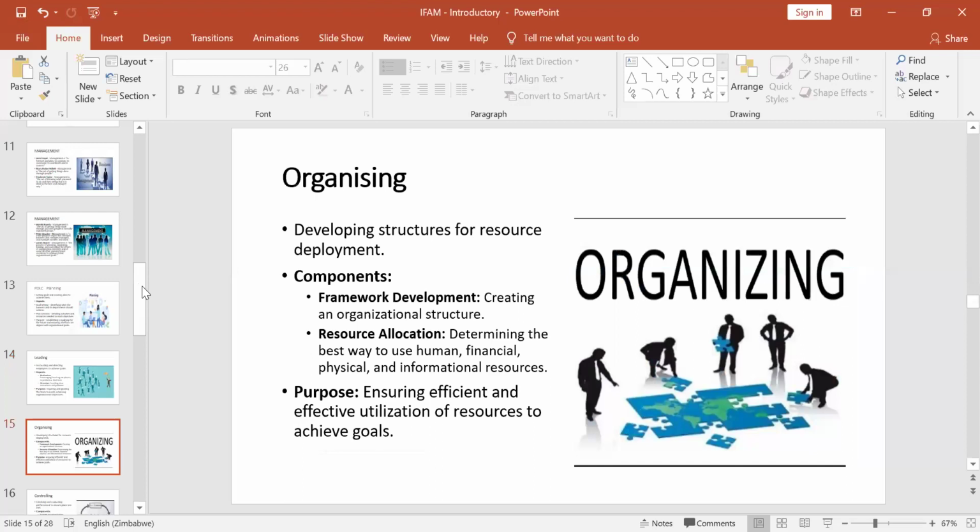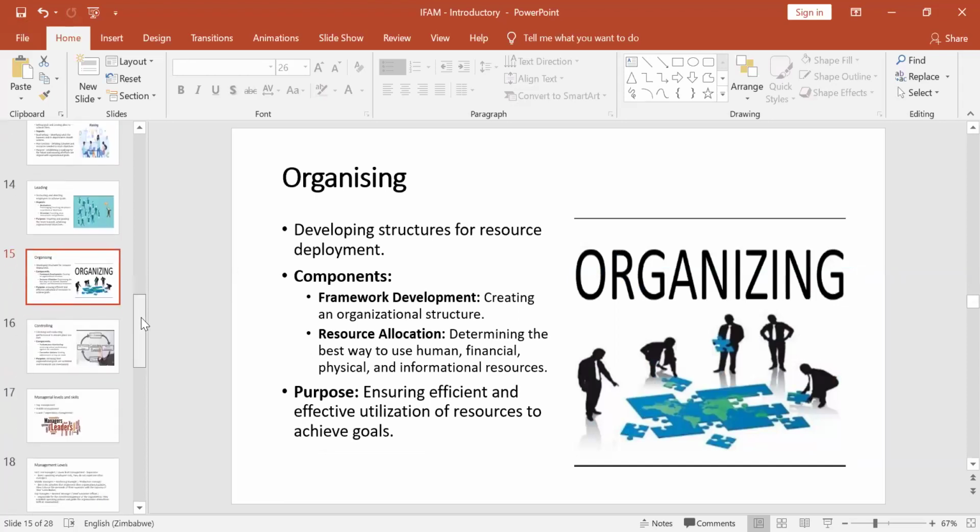Then we also have organizing. Now, whenever you see the word organizing, I'll say this today, you'll find that we are still going to say it even in our last lesson after the semester is done. Whenever you see the word organizing, always think of the word resources. Those two words go hand in hand. If you are stuck on anything, if you get a question on organizing, just write the word resources first and then you start from there.